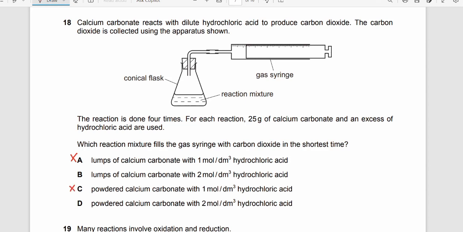Now let's see lumps of calcium carbonate, and here is the powder of calcium carbonate. In case of powder, the surface area is increased. In case of lumps, the surface area is not increased. So when we have 25 gram of calcium carbonate in powdered form, it has more surface area, and surface area is directly proportional to rate of reaction. If we have greater number of moles, more concentration, concentration is also directly proportional to the rate of reaction. So simply we can say that option D is correct and B is incorrect, because here are the lumps, so surface area is reduced.